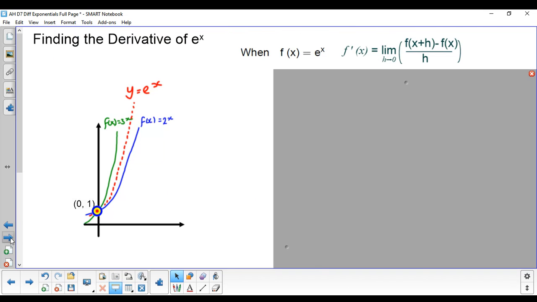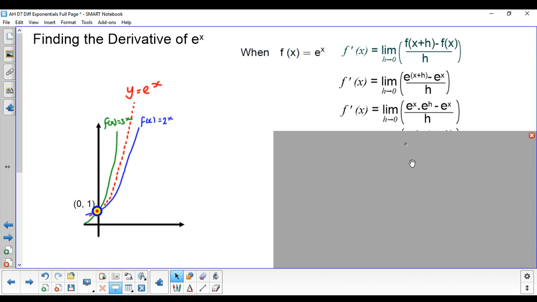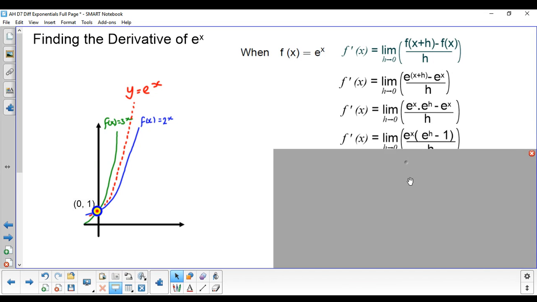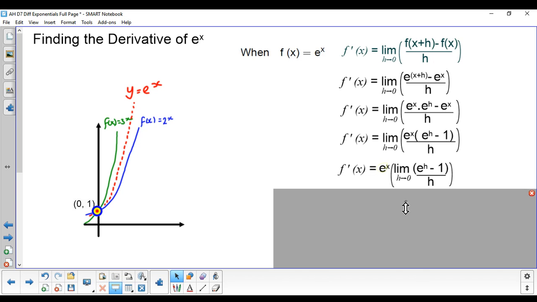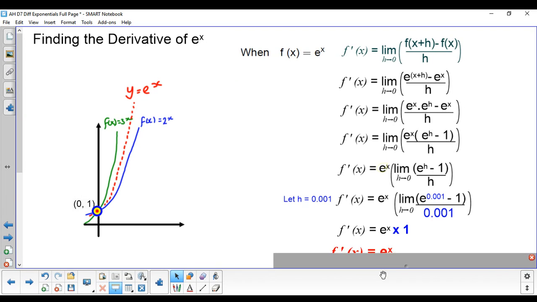So what's the derivative of this? If we use first principles again, then you'll have e to the x plus h minus e to the x. Again, use your index rules, pull out a common factor, and then what we're going to do is get that e to the x to the front again. Let's substitute in 0.001 or whatever small value you want to try, and what you'll find this time is this part here actually tends to 1, and there's your derivative. So the derivative of e to the x is just e to the x.